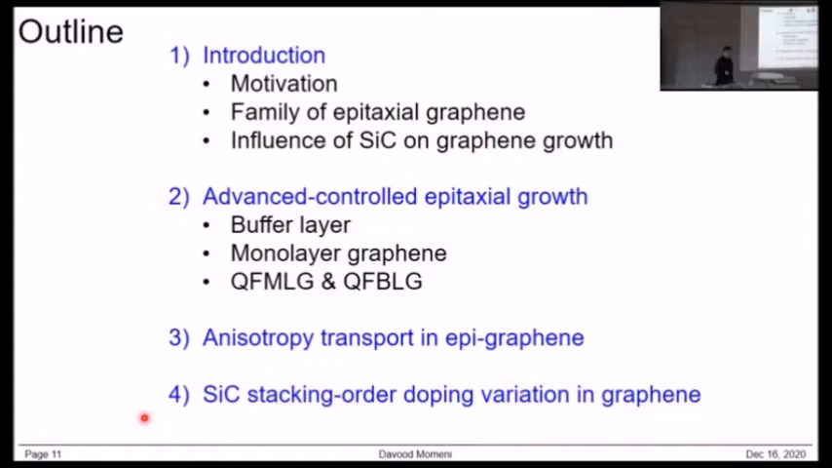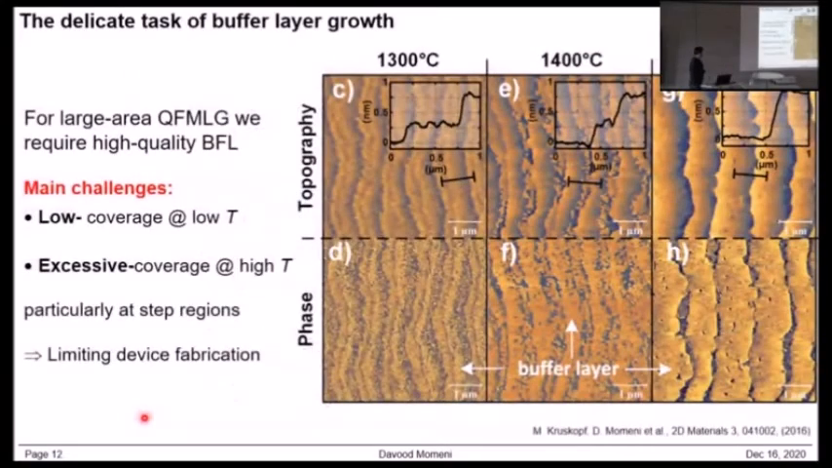With this little introduction, I'm coming to the second part of my talk, in which I'm going to show you the advanced control of epitaxial graphene growth to get a pure monolayer graphene as well as freestanding graphene layers. Let me begin with the buffer layer growth. Buffer layer growth is very important because it defines the quality of the freestanding samples as well as epitaxial graphene. Technically, we have two main challenges regarding buffer layer growth.